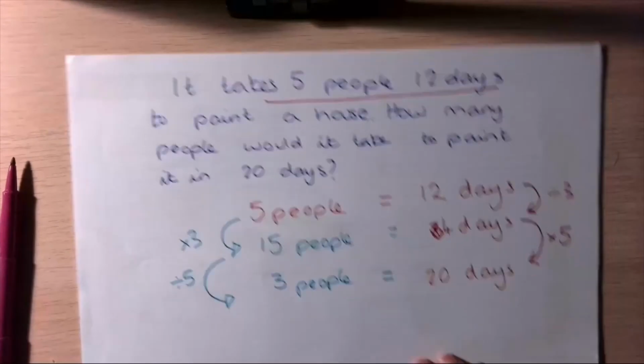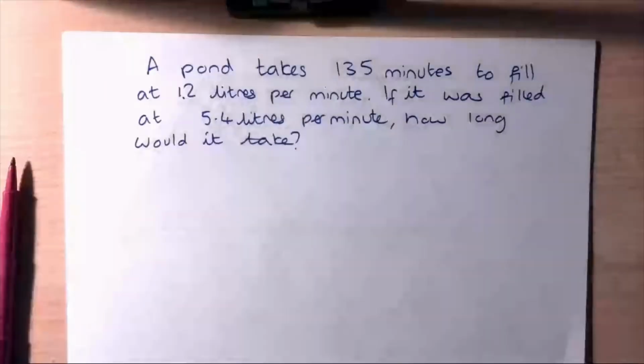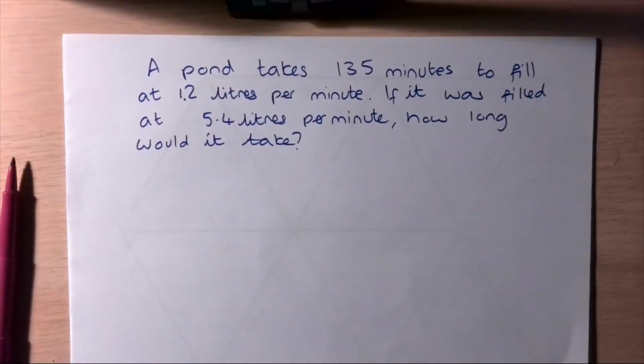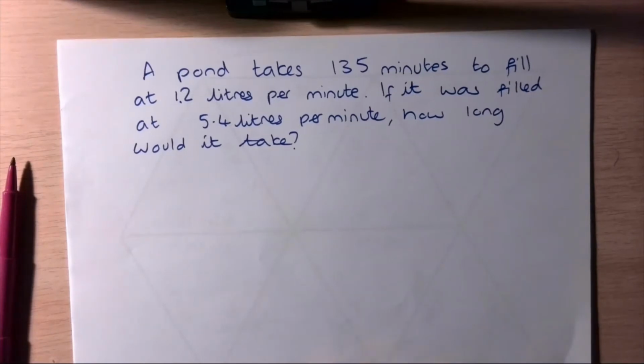Now I'm just going to show you one more example and then I'll let you get off. A bit trickier, this one. A pond takes 135 minutes to fill at 1.2 litres per minute. If it was filled at 5.4 litres per minute, how long would it take?